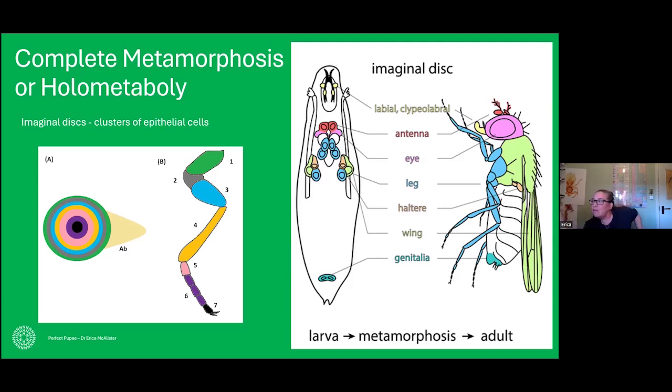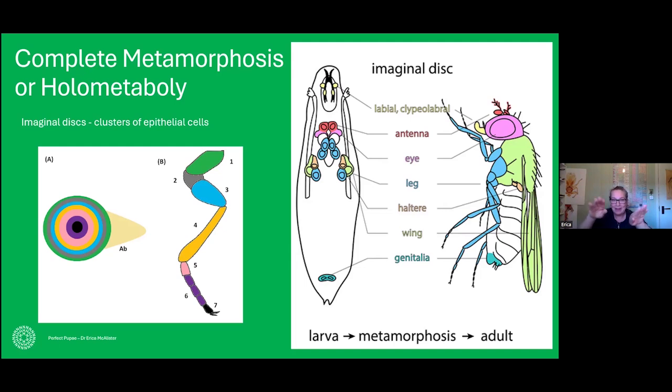Now, these different clusters of cells called imaginal discs, I'm pointing at my screen like you know what I'm talking about, but you can see they're color-coded on the screen. If you look on the right-hand side first, at the front, we find the pairs of imaginal discs for the head structures, such as the antennae and the eyes. Around the thorax, we find the leg and the wing discs and the halter, and the posterior end carries the genital disc.